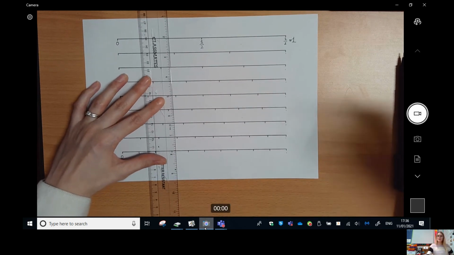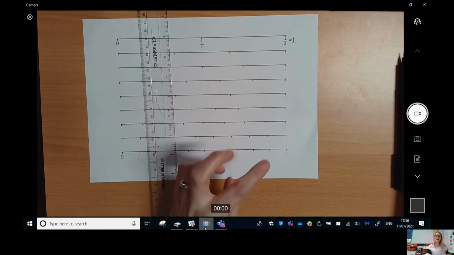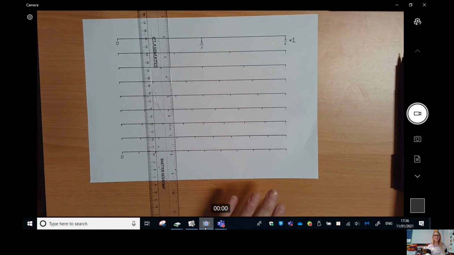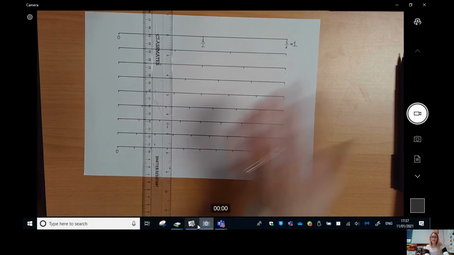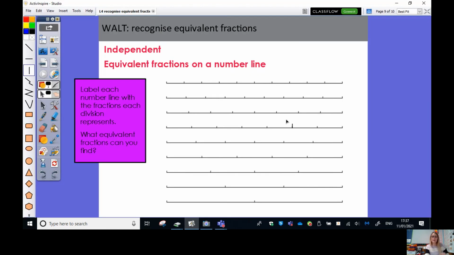So you're going to go in a moment, you're going to fill that in, think about which ones are equivalent fractions, and then we're going to come back and have a go at that together. So I'm going to pop it back onto this screen here so you can see those if you need to talk it through. So off you go and come back when you're ready.